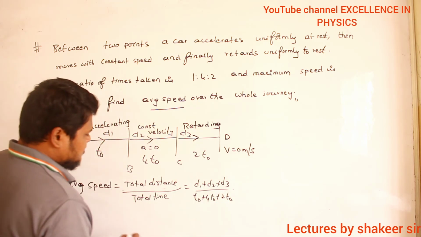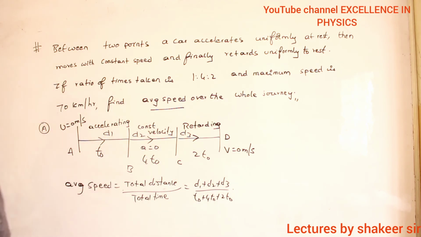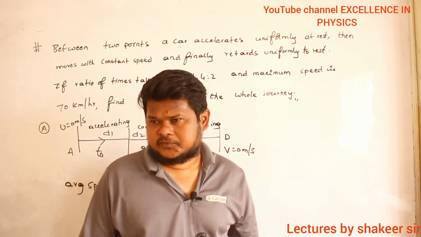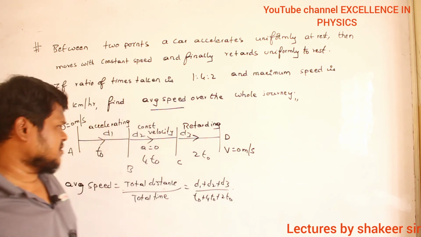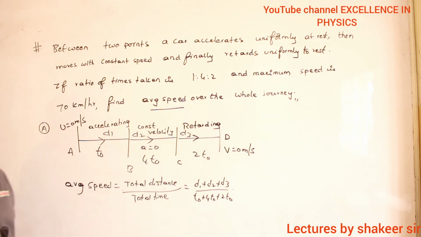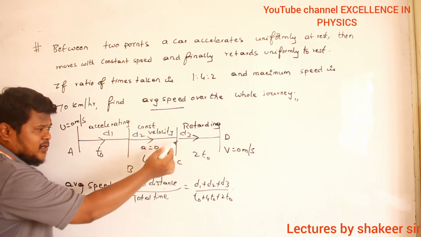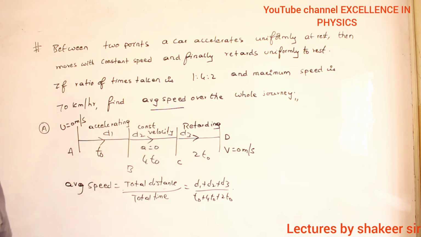Okay. Now the question is, how can I calculate d1, d2 and d3? Maximum velocity is 70. So can you say where the maximum velocity will be 70? At point B the velocity will be 70. At point C also the velocity will be 70. What is the reason?